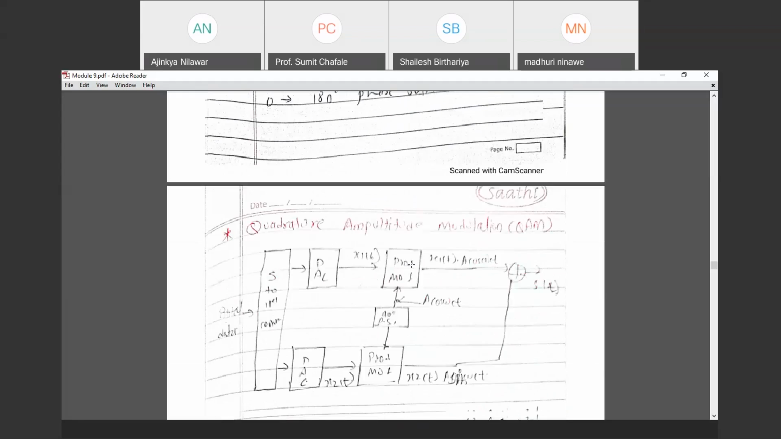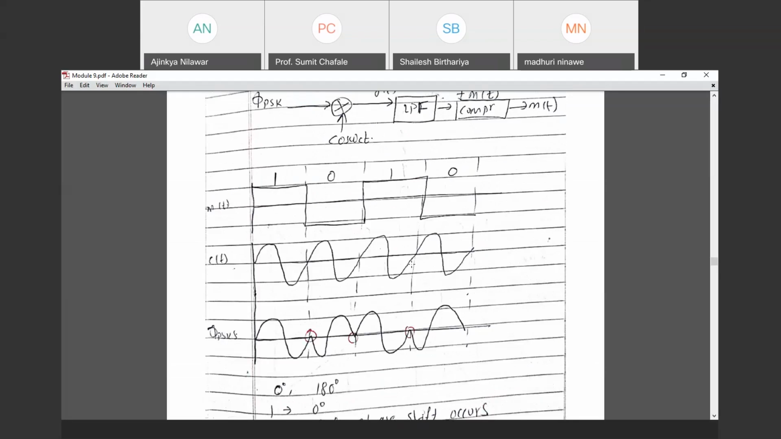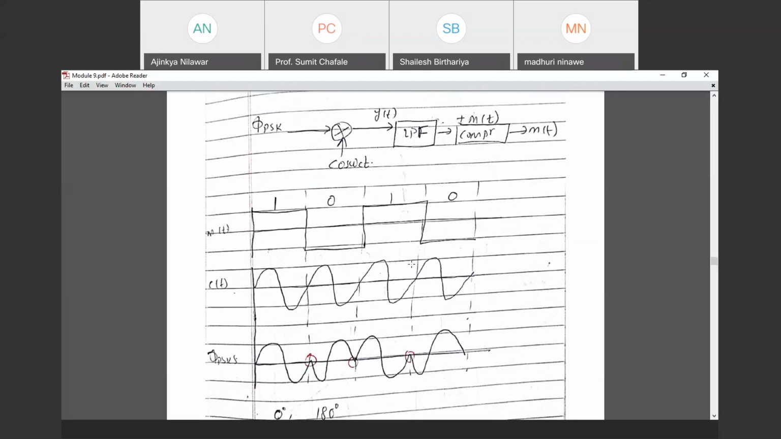So till now we have covered ASK, PSK and FSK. So what happened in ASK? Whenever data 0 is there, no signal is generated. Whenever data 1 is there, the carrier signal is generated.